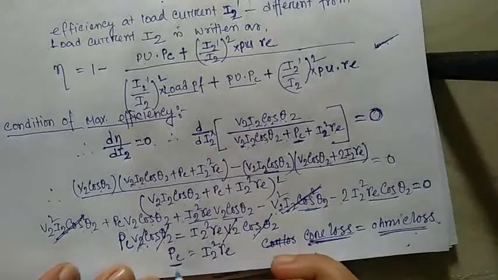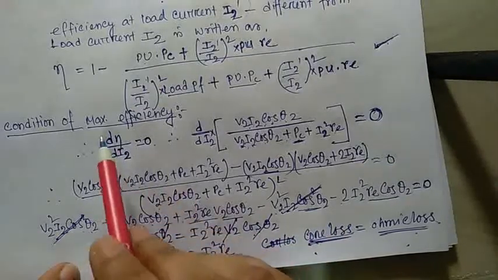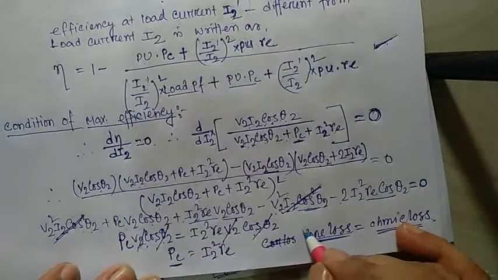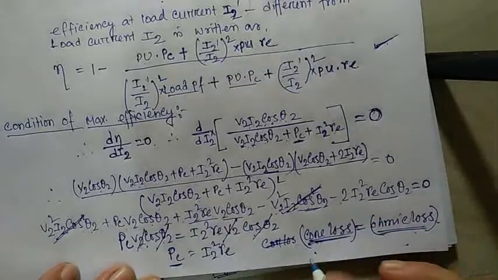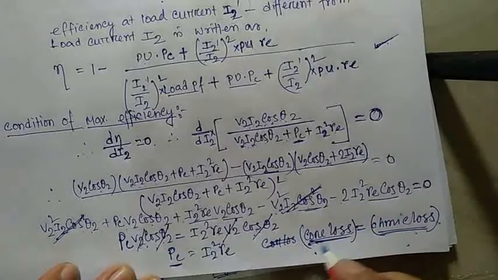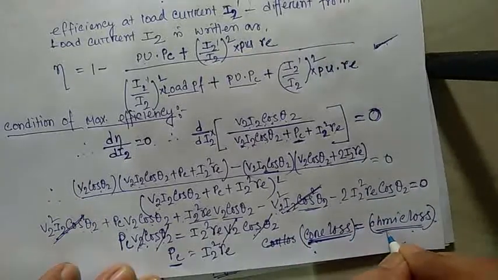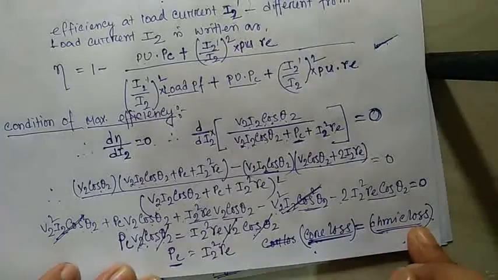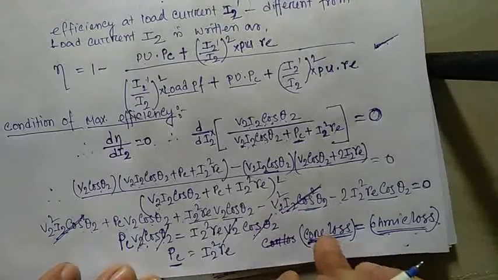So PC is your core loss and I2 square RE is the ohmic loss. So the condition of maximum efficiency occurs when the core loss equals the ohmic loss, or you can say that the constant loss is equal to the variable loss. When constant loss is equal to variable loss, that time the efficiency of the transformer is maximum.